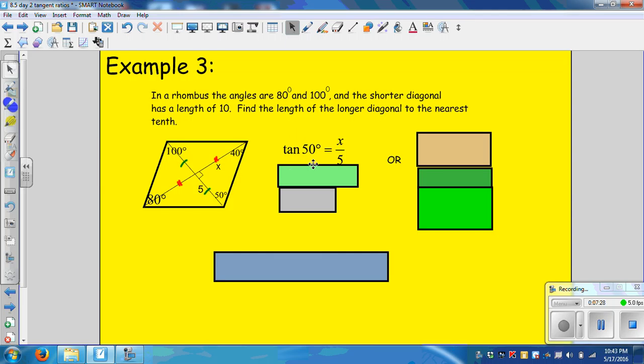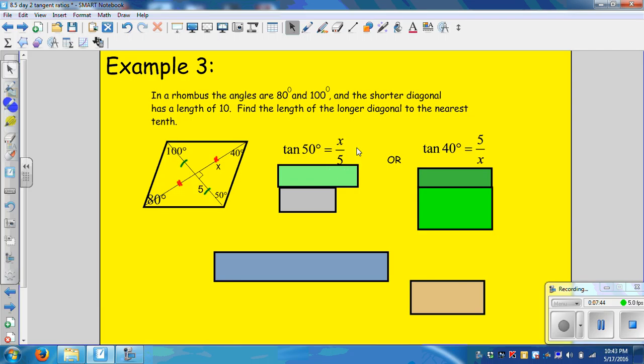Setting up a trigonometry function, we have that the tangent of 50 degrees is opposite over adjacent, which is x over 5. You could also have done the same thing for 40. You could have done tangent of 40 equals 5 over x. And that's what I have over on this side.